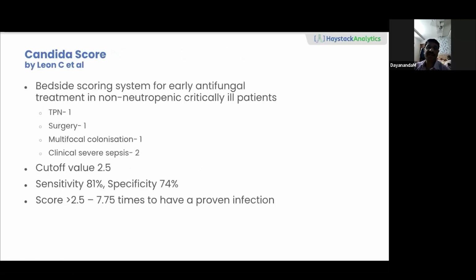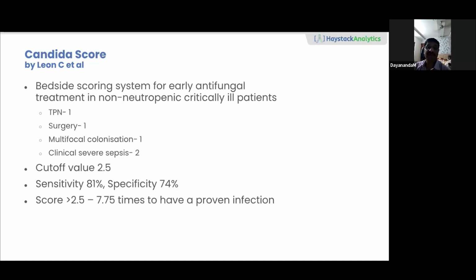Again, another method is calculating the Candida score. It's a bedside scoring system where you can suspect fungal infection early and start early antifungal treatment in patients who are not even symptomatic for fungal infections. You give a score of 1 to a patient who is already on TPN. A patient who has undergone surgery within the last 7 days also gets a score of 1.